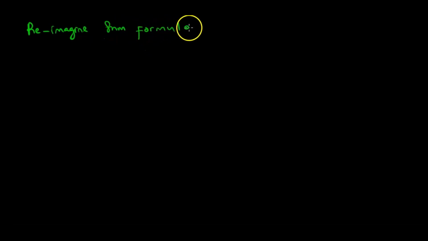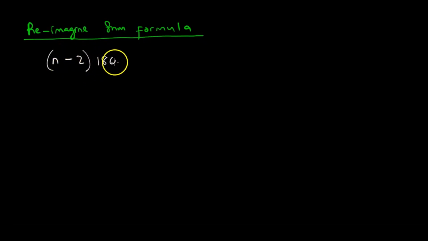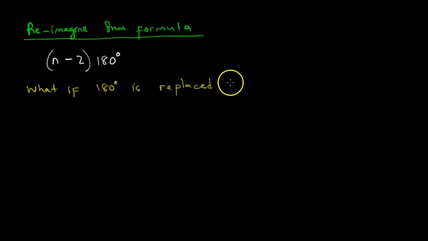And let us reimagine it. It's unnecessary, but let us do so. So the sum formula is (n minus 2) multiplying 180 degrees. The question this teaches us is, what if 180 degrees is replaced by 90 degrees? How do we change the form?